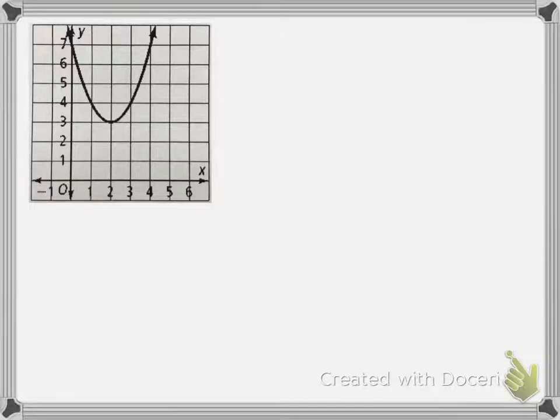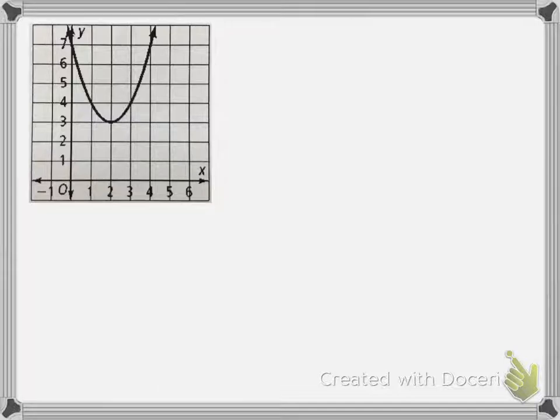Hi guys. Okay, we are working on lesson 5-1B. This is where we are using the vertex of our parabola and 1 point to figure out the equation for the parabola. I've got Nathaniel here. He's going to help me out as we go along, okay?